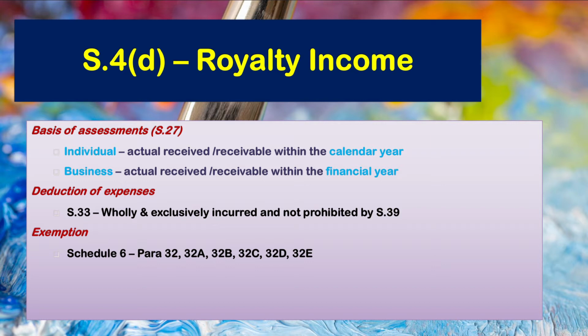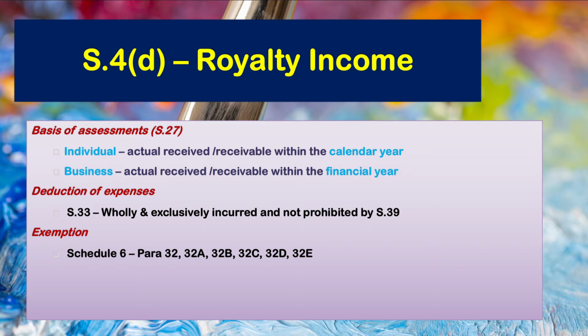Okay, in general, most of the time, whatever royalty income you receive, you may get an exemption. It's either a partial exemption or a full exemption. So we follow the requirements as per Schedule 6 in the ITA, according to para 32, 32A, 32B, 32C, 32D, and 32E. So specific paras mention specific items that generate royalty income. If you refer to your textbook, page 185.